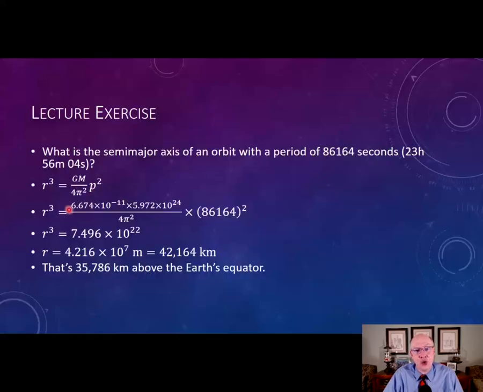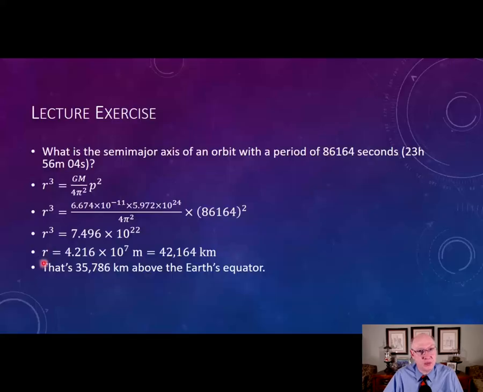Well, G is our old friend, the gravitational constant, 6.64 times 10 to the minus 11th. M is the mass of the Earth, since we're orbiting the Earth, 5.972 times 10 to the 24th kilograms. 4 pi squared, just constants down there, times the period, 86,164 seconds. Plug all of those numbers into your calculator and you come up with a semi-major axis cubed of 7.496 times 10 to the 22 meters. Take the cube root of that.